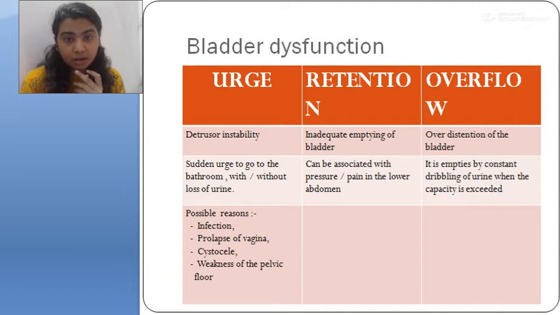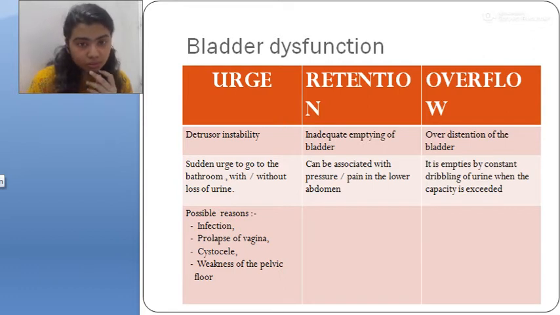Bladder dysfunction can be urge, retention, or overflow. So these are the possible reasons, you can go through them for bladder dysfunction. First, urge is detrusor instability, a sudden urge to go to the bathroom with or without loss of urine. Possible reasons can be infection, prolapse of vagina, cystocele, weakness of the pelvic floor. If it is retention, then inadequate emptying of the bladder, or it can be associated with pressure or pain in the lower abdomen. Overflow is overextension of the bladder, and it empties by constant dribbling of urine when the capacity is exceeded. That is overflow incontinence, right?